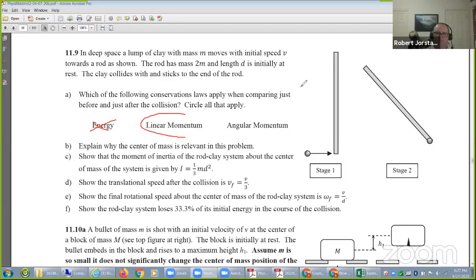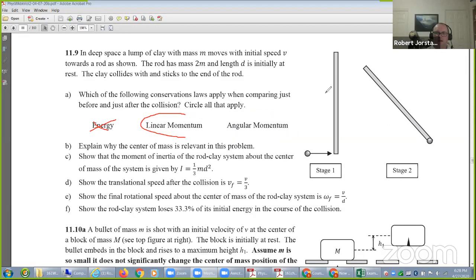Nope. Pivot, correct. Look at this one. There's no pivot up here, right? If there was a pivot up there, the pivot exerts an external force that causes momentum to not apply. Got it? So if you learn one thing out of this little problem, it's that.